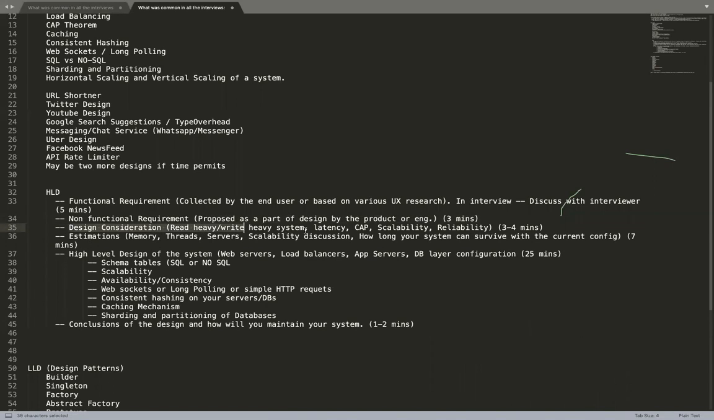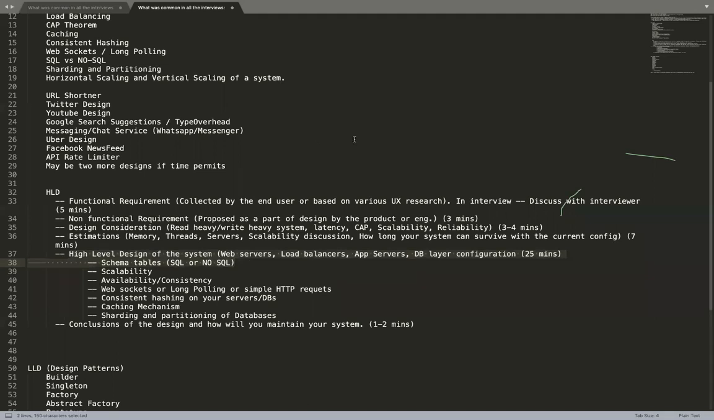As I mentioned, read heavy or write heavy system, latency, scalability, reliability. Here you can discuss, but in general it is discussed in detail here, like what exactly is to be used: sharding and partitioning, consistent hashing, which schema, SQL or NoSQL. That is what your question was, right? So we'll discuss that as a part of high-level design.